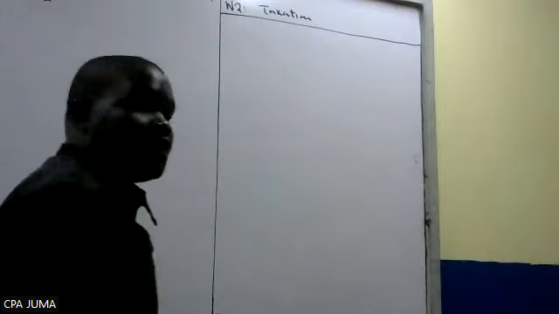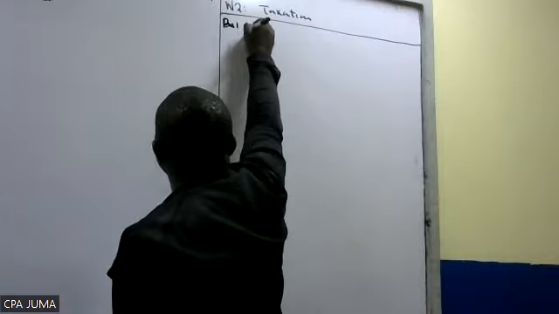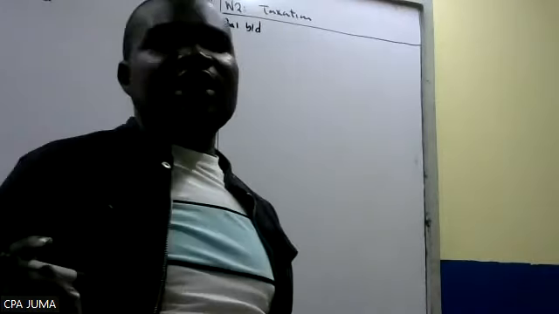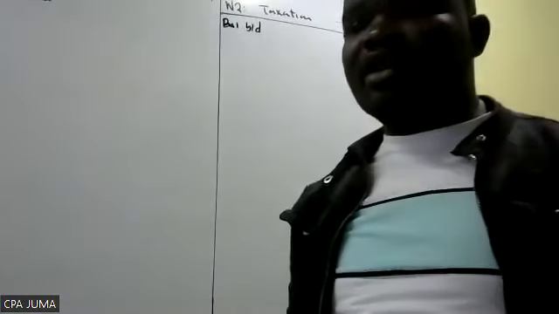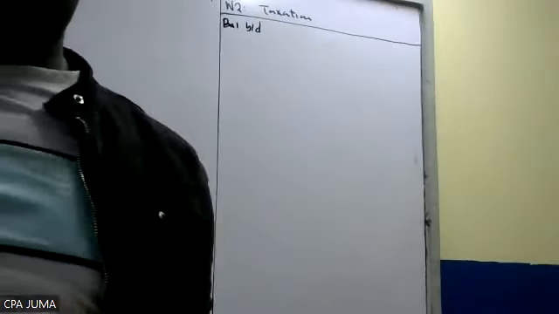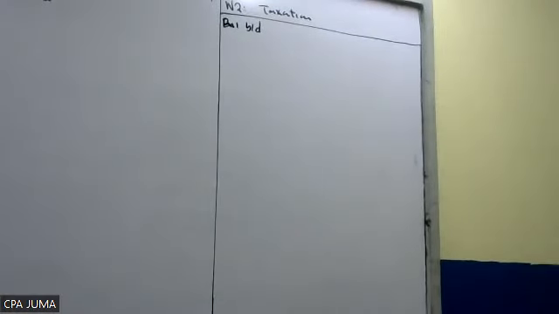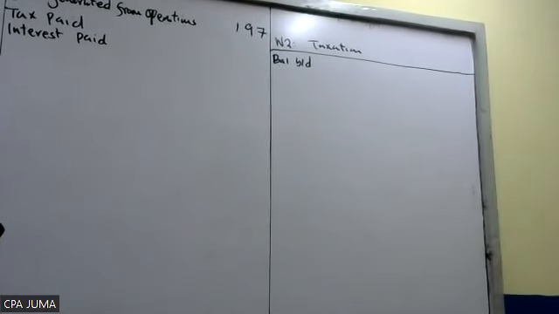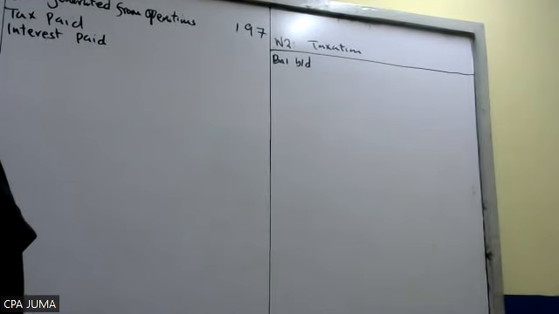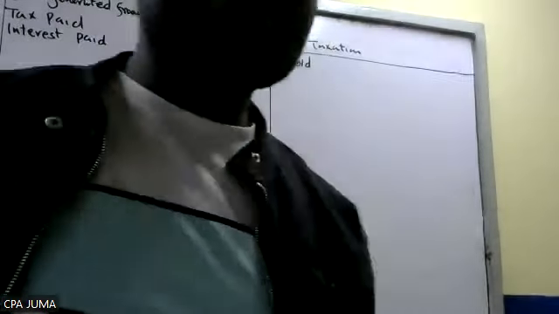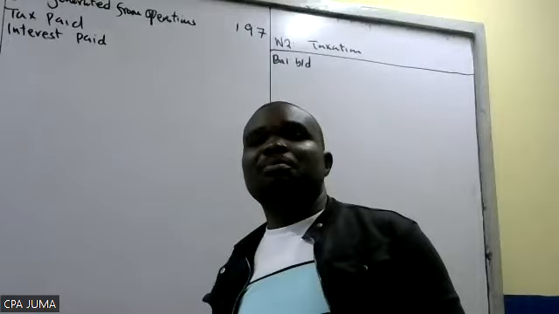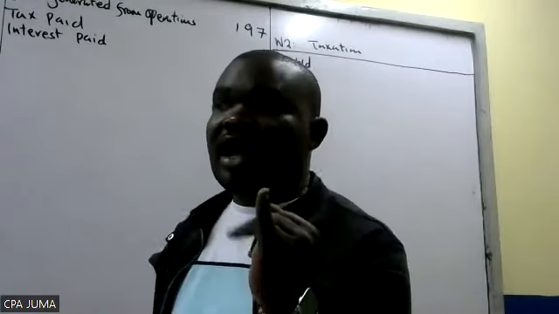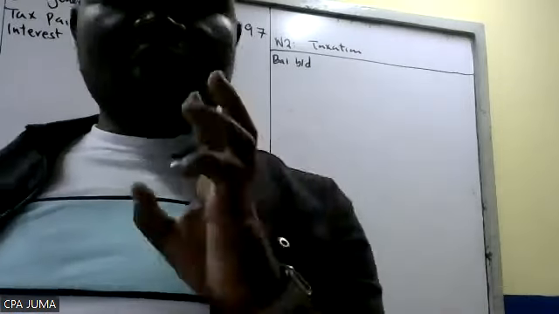Already. So we start with the balance brought down. How much was the tax at the start of the year? Tax is a liability. So go to current liabilities. Is that one now fine? Yes, thank you. So check balance brought down. Brought down in cash flow, please check both, the deferred and the current.